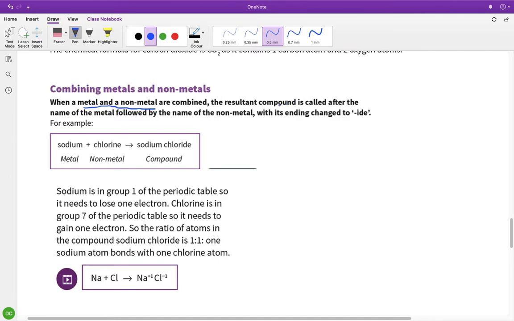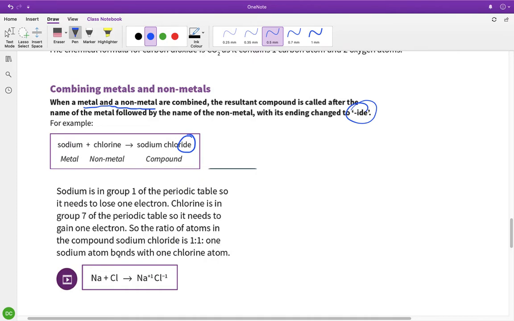And when the two of them combine, here's your sodium from group 1 and your chlorine from group 7, it becomes an ide. The name of the metal comes first, the sodium, followed by the non-metal, the chlorine, but you change its ending to ide. So that's when you're forming an ionic bond. Metal first, non-metal second, ending in ide.